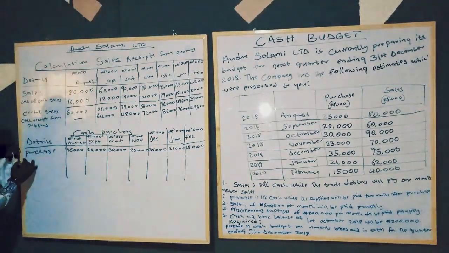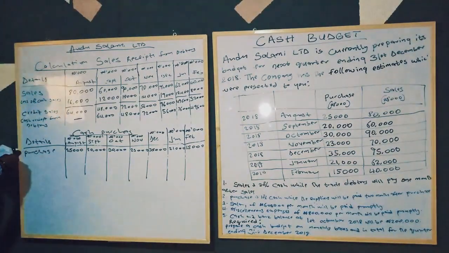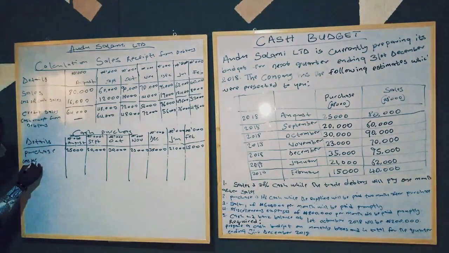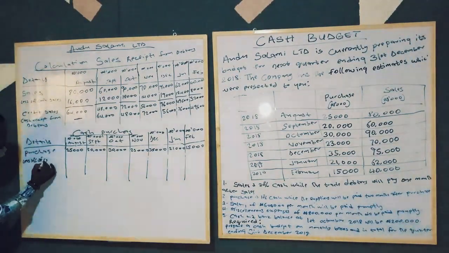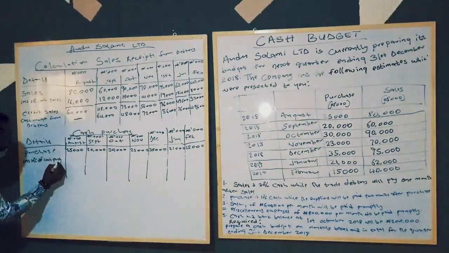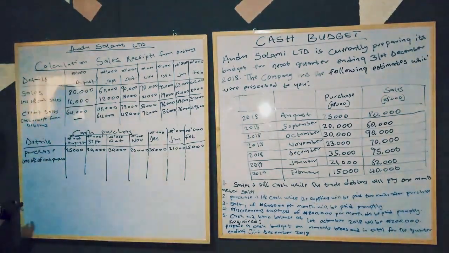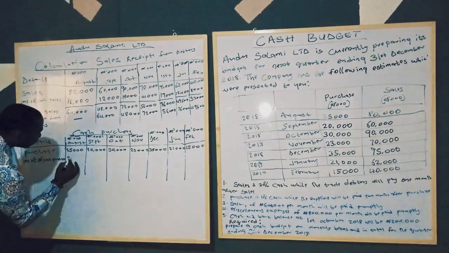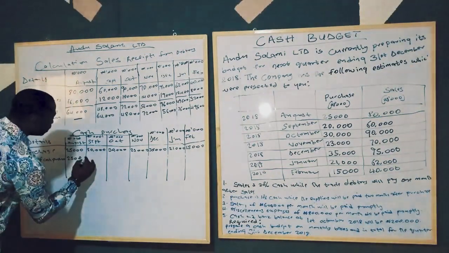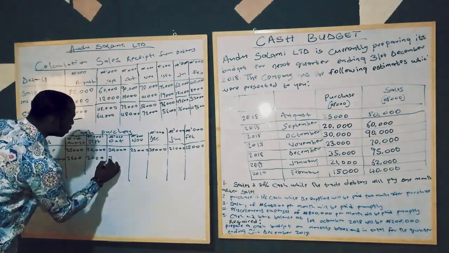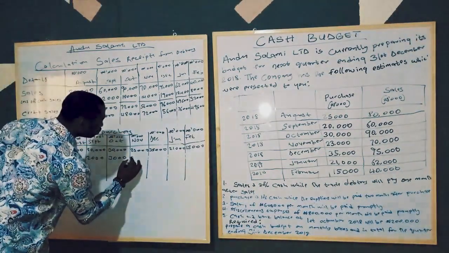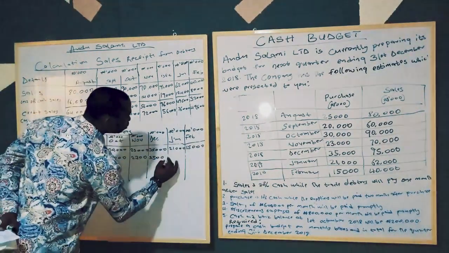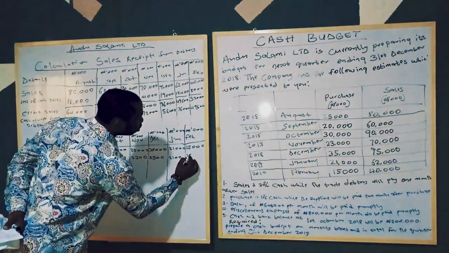Now you say cash purchase, less 10% of cash purchase. So 10% of this 25,000 is going to be how much? It's going to be 2,500. It's going to be 2,000. It's going to be 3,000. It's going to be 2,300. It's going to be 3,500. It's going to be 2,100. It's going to be 1,500.